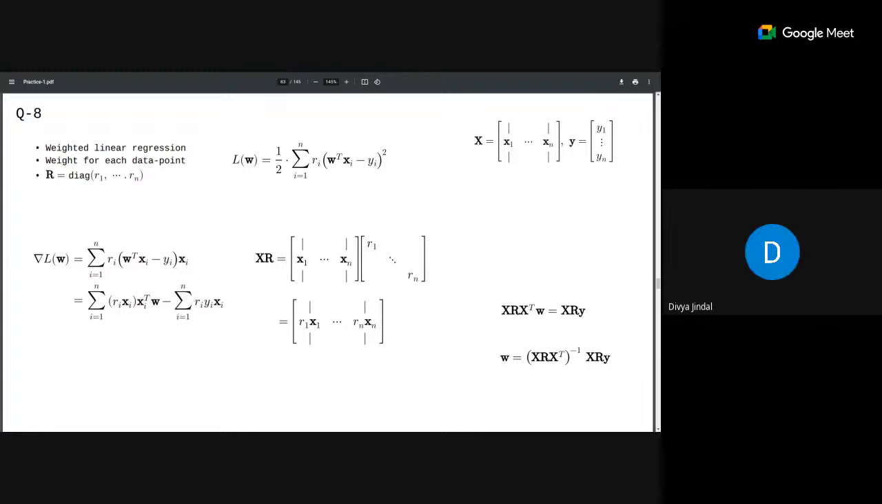Okay, so since we're giving different weights to the losses, if the weights are not equal, then it will affect our final weight vector. That's correct. So what is the end objective of this question? This is just a demonstration of how weights affect linear regression.